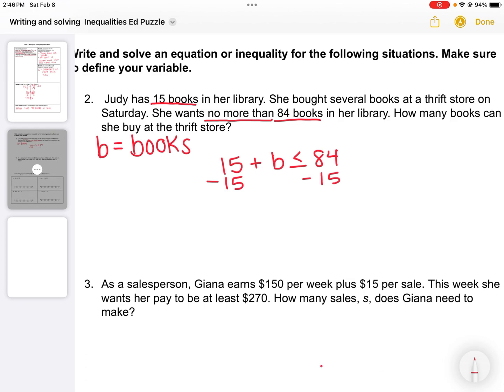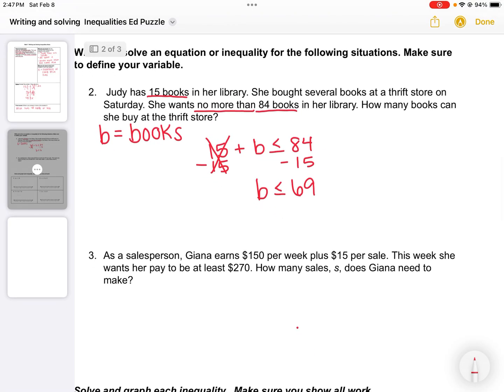When I do, these cancel, and I'm left with B less than or equal to 84 minus 15, which would give me 69. So in words, it says that the books can be less than or equal to 69. So at the thrift store, which I'm going to write over here in my open space, she can buy no more than 69 books.